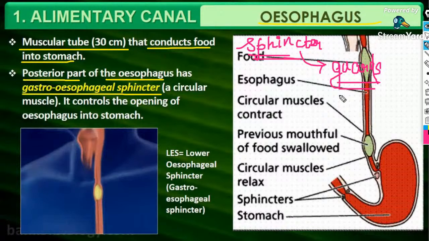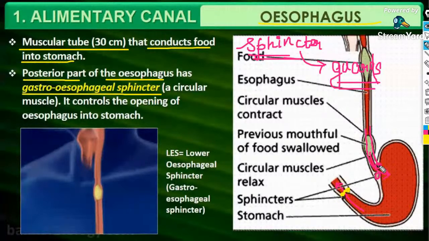They act as guards that guard the entry of food, the movement of substances from one place to another. So guys, as the food passes through the esophagus, there is a sphincter muscle that guards the entry of food into the next part. As the food passes from the stomach into the small intestine also, there are sphincter muscles that guard the entry.